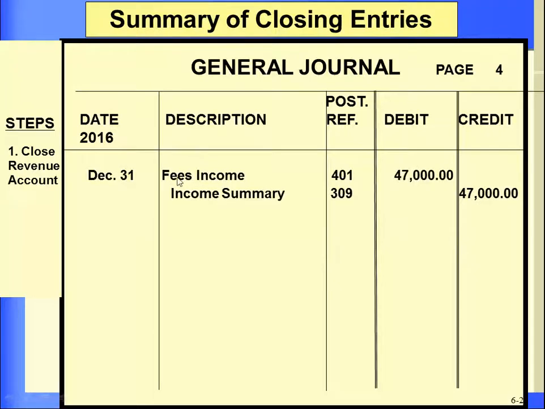And how we do that is we debit income, fees, income, revenue, sales, all the same thing. And we credit income summary. Debits equal credits.